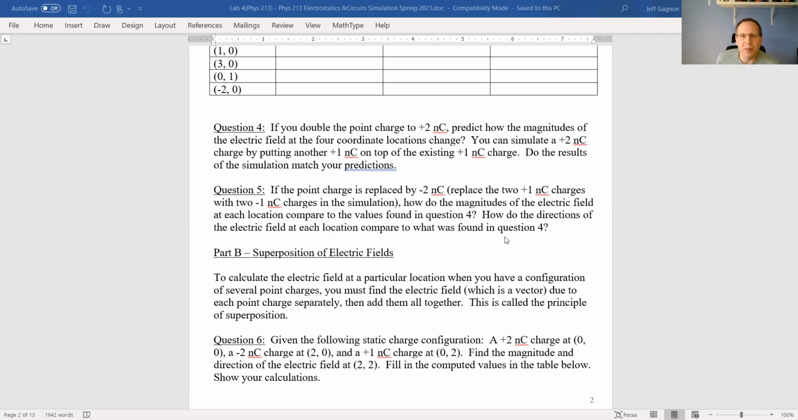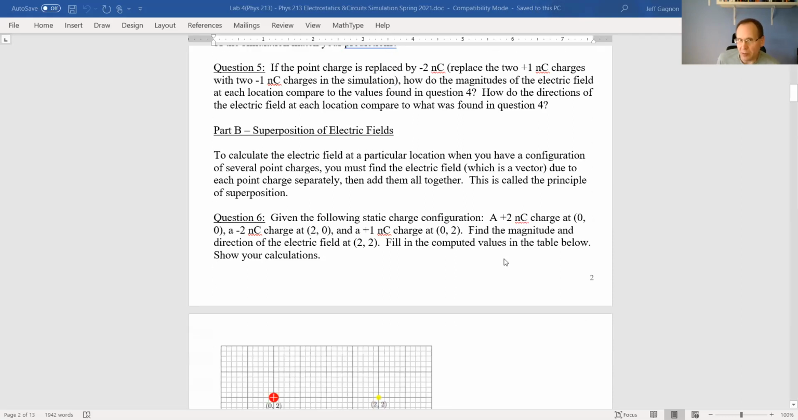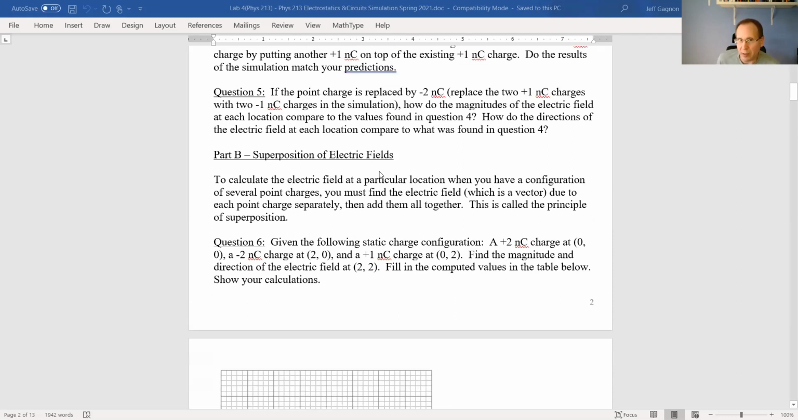Okay, the next part, part B, here's where we're going to have several charges. So here's the superposition of electric fields, where you have to add the electric field due to each charge individually. You add them all together, and that'll give you the total electric field. So here's the setup.